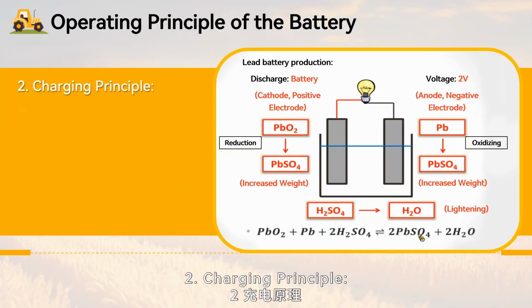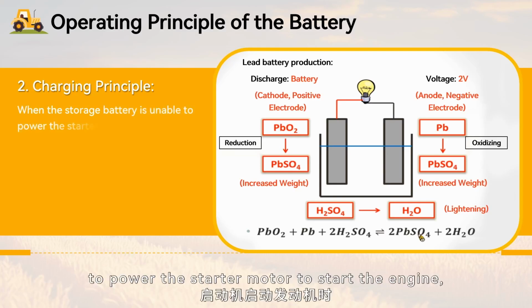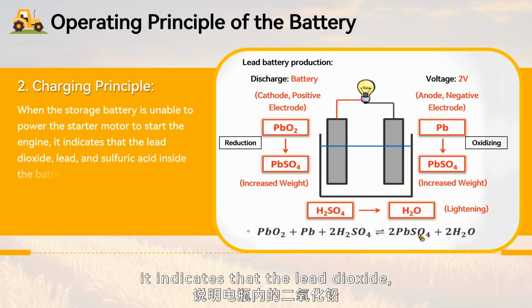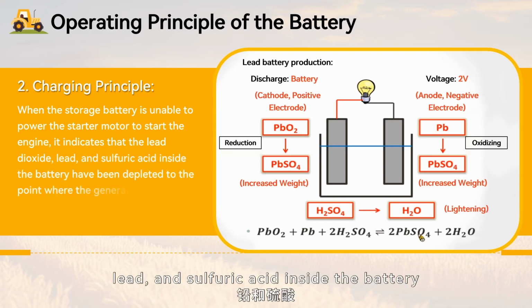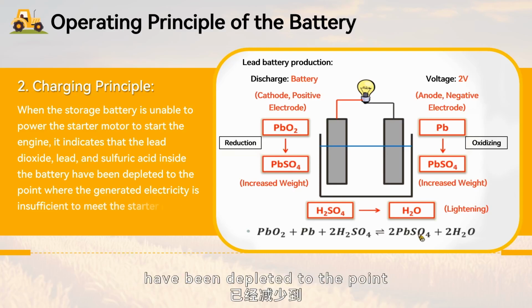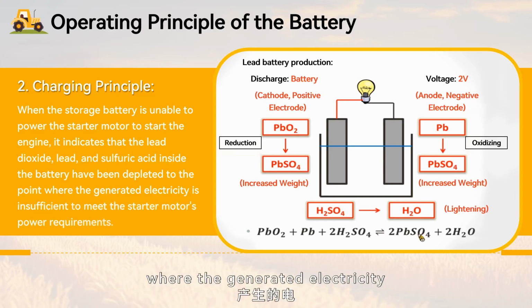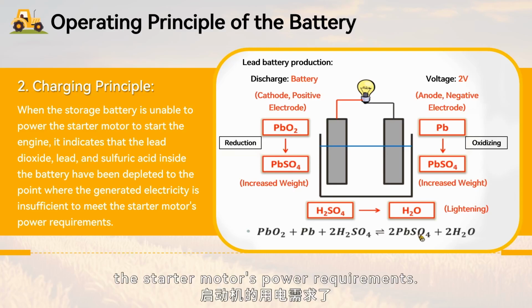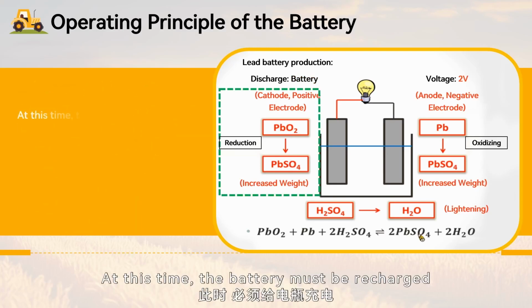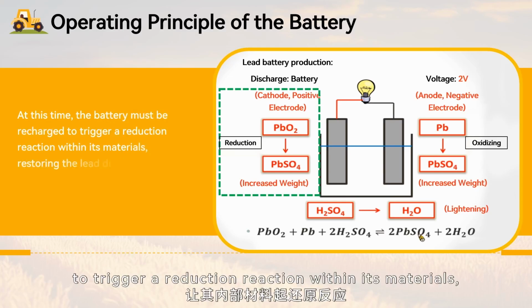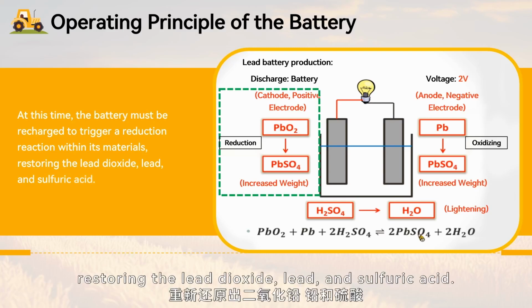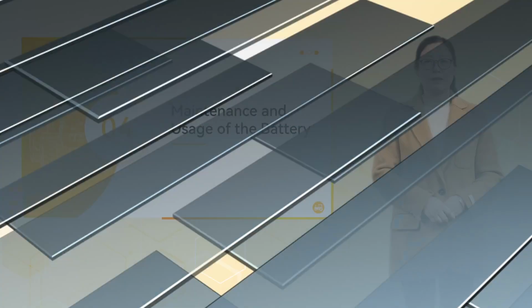2. Charging principle. When the storage battery is unable to power the starter motor to start the engine, it indicates that the lead dioxide, lead, and sulfuric acid inside the battery have been depleted to the point where the generated electricity is insufficient to meet the starter motor's power requirements. At this time, the battery must be recharged to trigger a reduction reaction within its materials, restoring the lead dioxide, lead, and sulfuric acid.